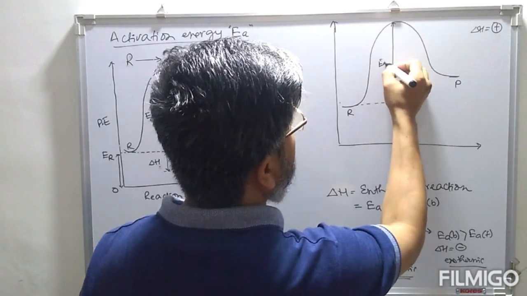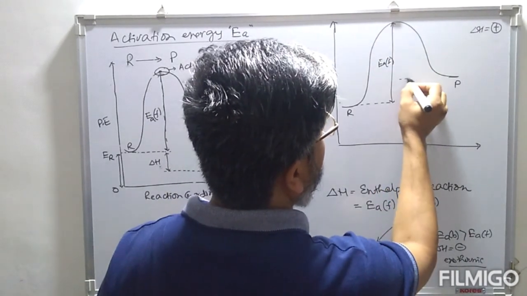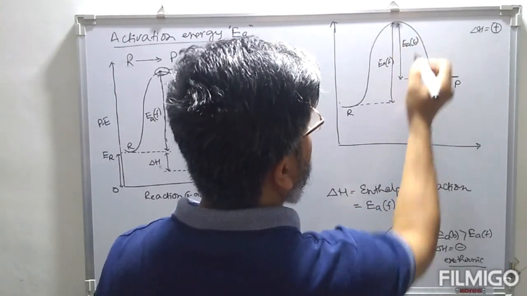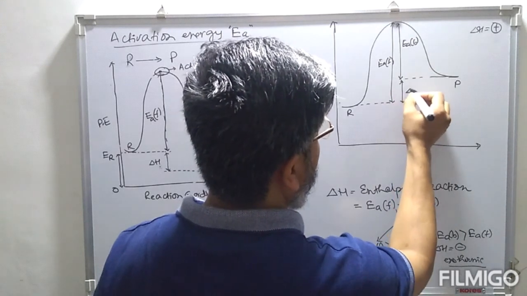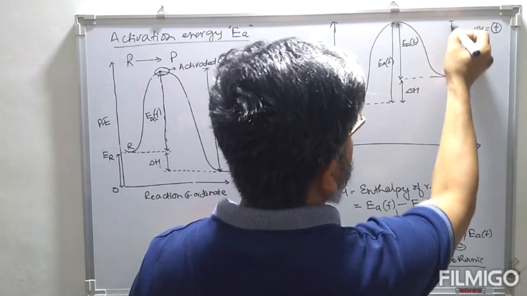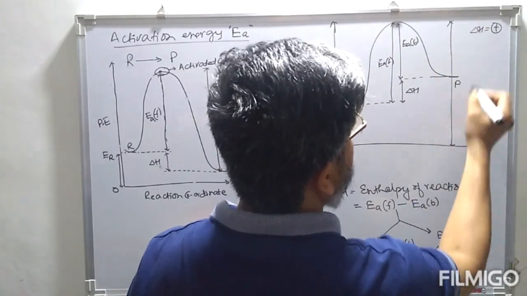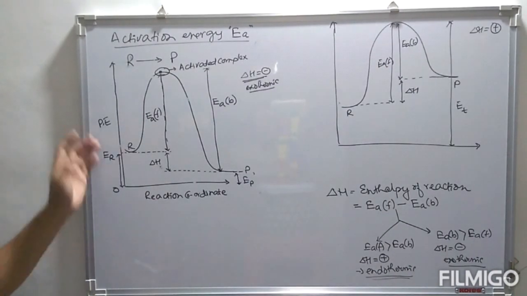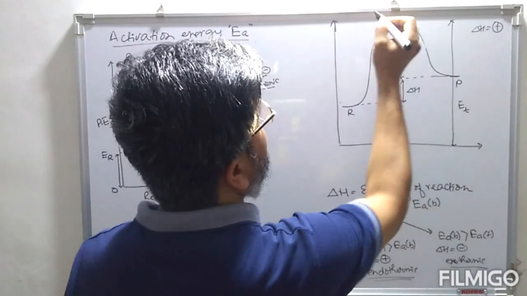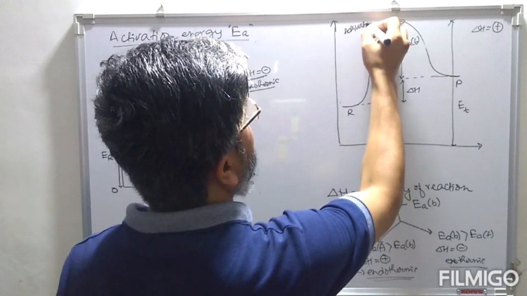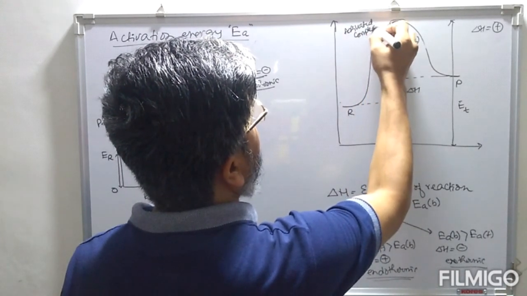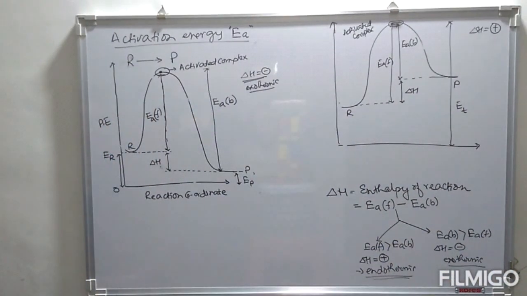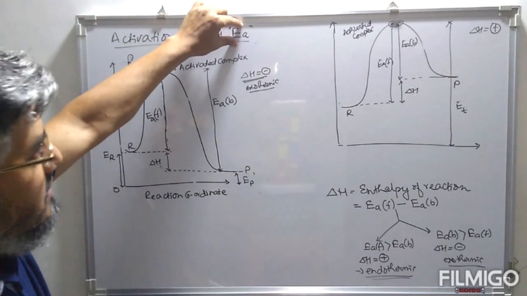This difference is the activation energy of forward reaction. This is the activation energy of backward reaction. This difference is delta X, and this distance is threshold energy. So in both cases, this point is the activated complex. This is the potential energy of the reactant, and this is the potential energy of the product. So this is the meaning of activation energy.